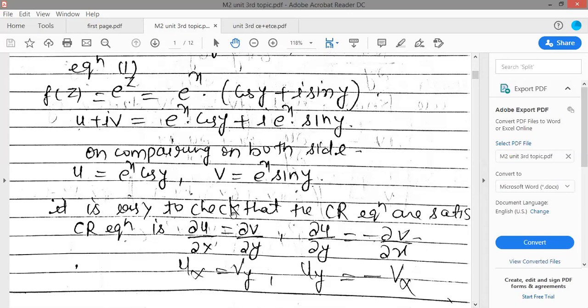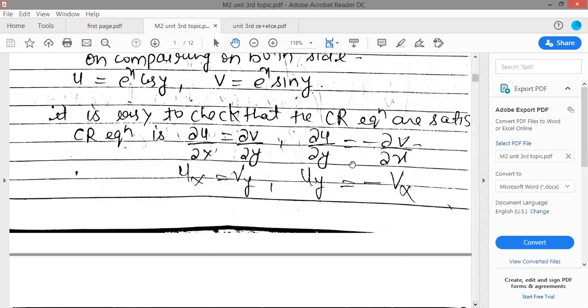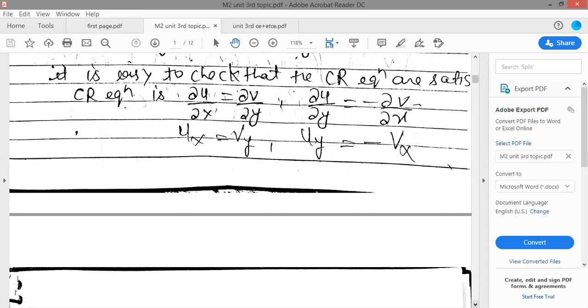It is easy to check that the CR equations are satisfied. We know our CR equations: ∂u/∂x = ∂v/∂y, and ∂u/∂y = -∂v/∂x. This is our CR equation. So now let's check whether these u and v satisfy our CR equations or not. Just find ∂u/∂x from here, ∂u/∂y from here, and ∂v/∂x and ∂v/∂y, and put them in the CR equations.